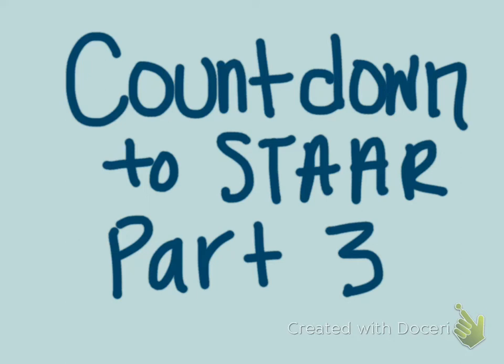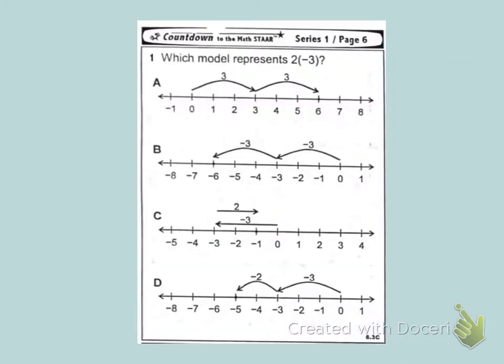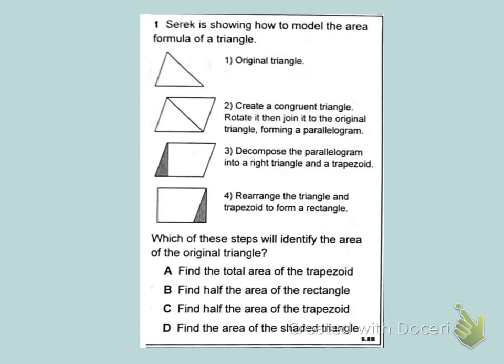Today we are going to work on part 3 of our countdown to STAAR. So these are pages 5 and 6. So here it says Sarik is showing how to model the area formula of a triangle. So from our STAAR chart, we know that the area of a triangle is your base times your height divided by 2. So 1 shows the original triangle, 2 says create a congruent triangle and rotate it, then join it to the original triangle, forming a parallelogram.